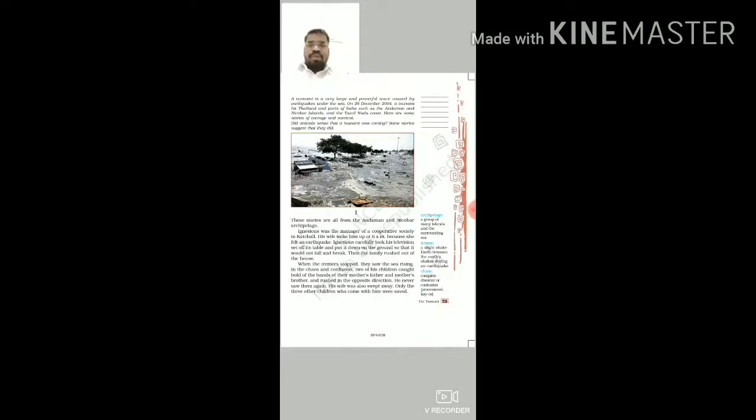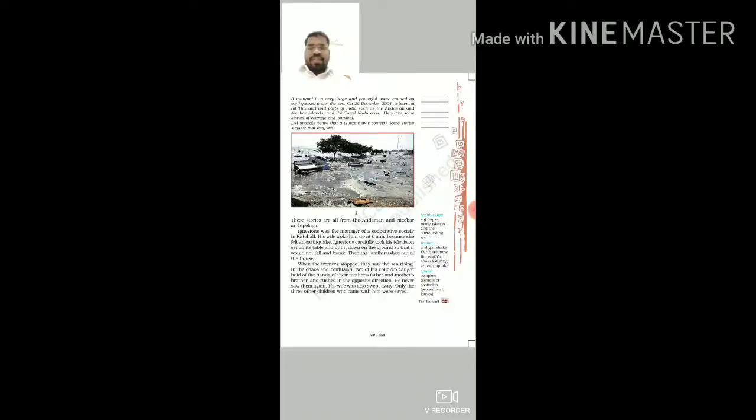Did animals sense that a tsunami was coming? Some stories suggest that they did. We know that dogs are considered able to understand earthquakes; whenever the earth shakes, they can feel the vibrations. So the question is asked: do animals sense that a tsunami was coming? We also have to study that in this chapter. If you observe the picture, look at the destruction caused by this tsunami.